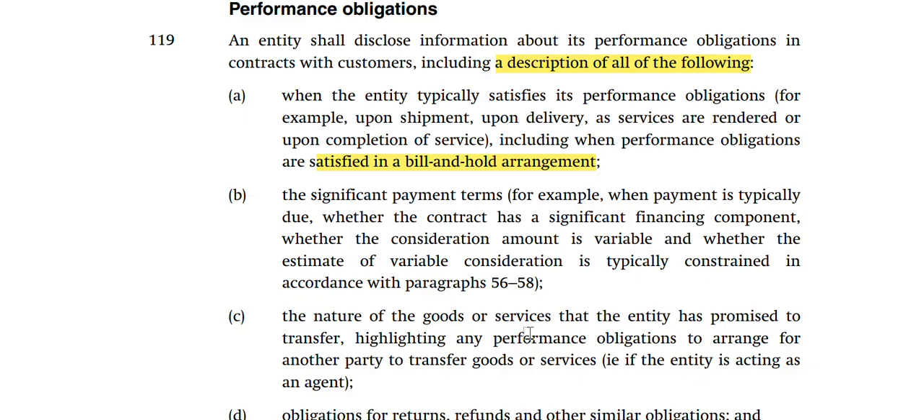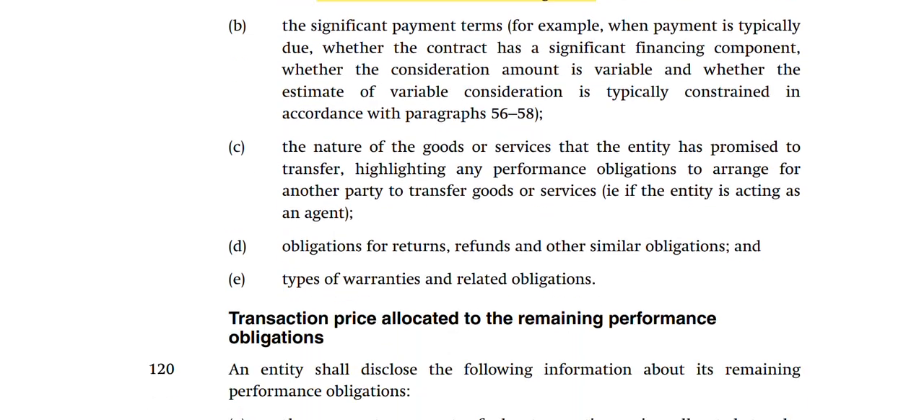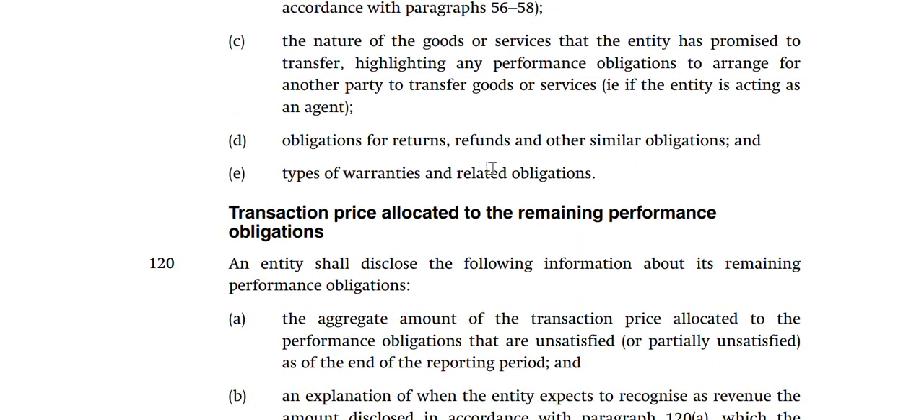the nature of the goods or services that the entity has promised to transfer, highlighting any performance obligation to arrange for another party to transfer goods or services. Obligation for return, refunds, and other similar obligation and types of warranty and related obligation. Transaction price allocated to remaining performance obligation.